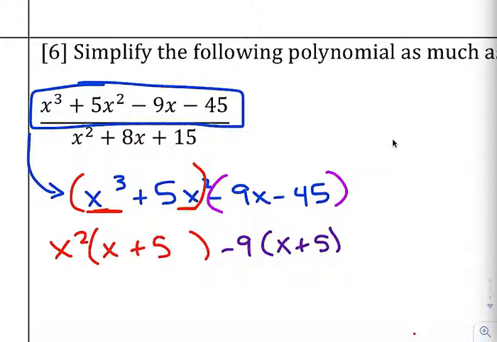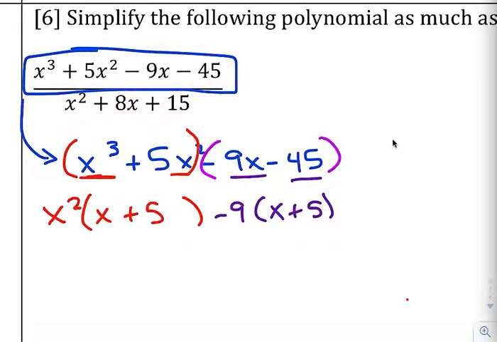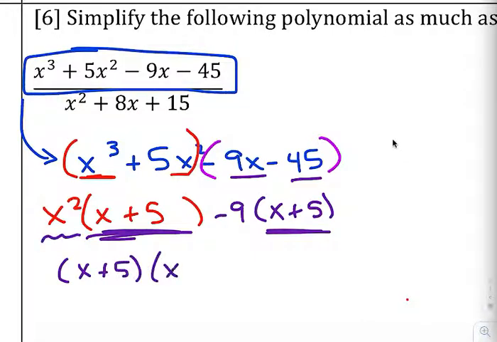So building that distribution problem backwards, if I factor out a negative 9, negative 9 times x, we get negative 9x. Negative 9 times 5, we get a negative 45. Please recall that's important because now both terms contain this x plus 5, that becomes a common term, leaving me with x squared minus 9.